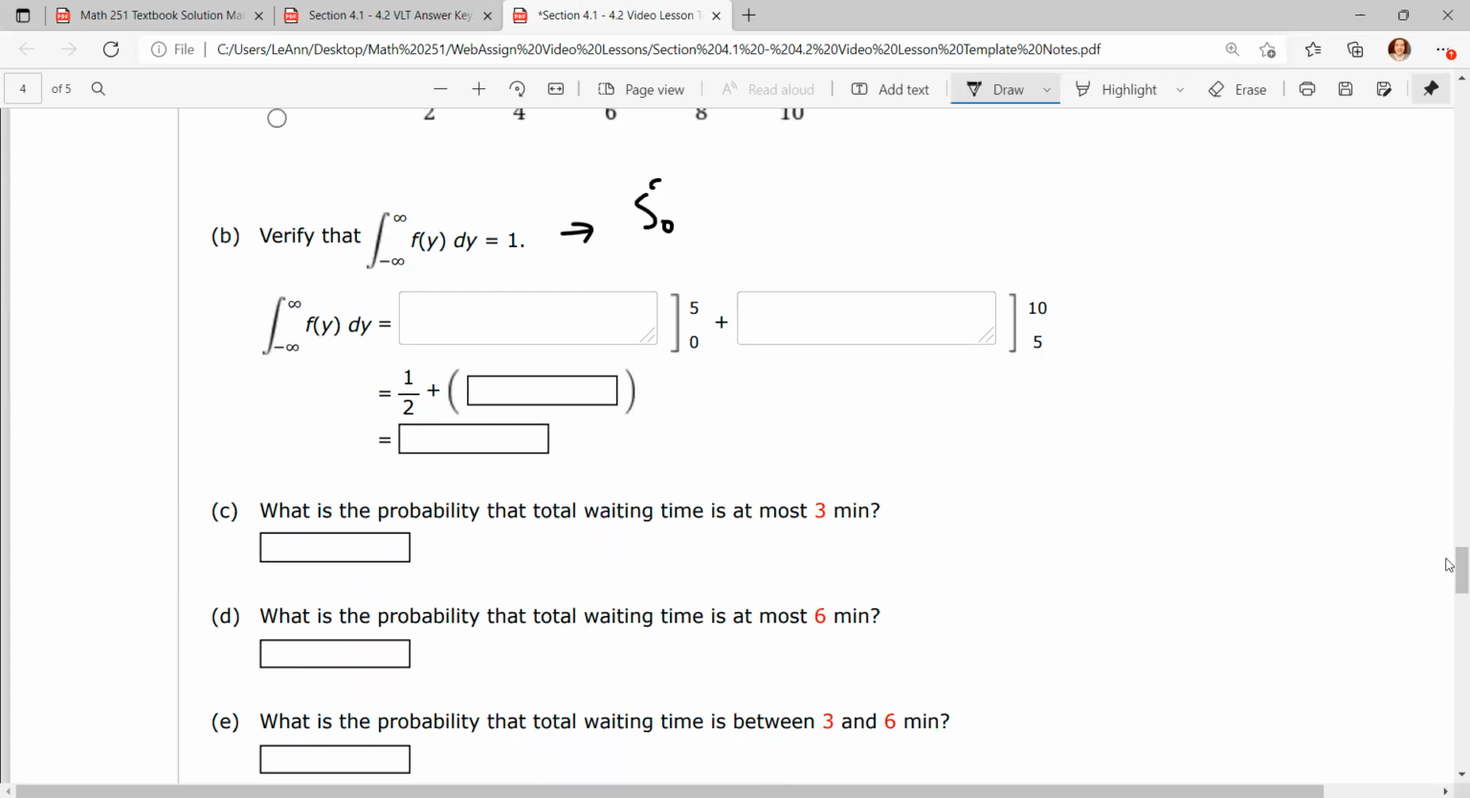From 0 to 5, we're going to be integrating 1 over 25y dy, plus we're also going to have to add the area from 5 to 10 of the integral of 2/5 minus 1 over 25y dy. And then remember, when you do the power rule with integration, you're going to be doing add a power, divide by the number.